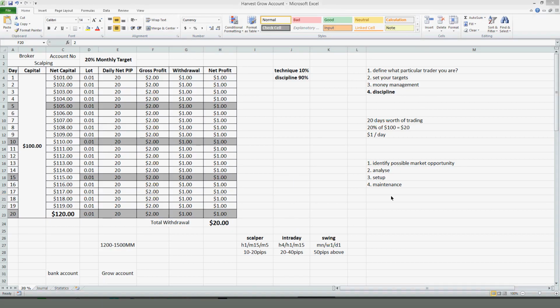Okay, so when it comes to the planning, setting your targets, money management and discipline, is there any question before I move on to how we do our identification of market opportunity, analyzing the market, setting up yourself for the entry, and obviously the maintenance of the entry?